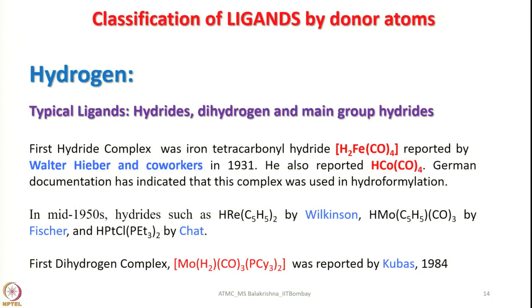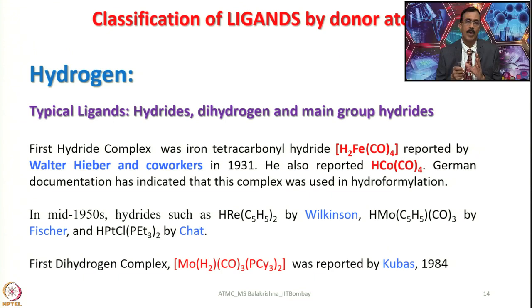So, now let us start the classification of ligands by donor atoms. To begin with, let us consider hydrogen, the simplest donor atom. Typical hydrogen donor ligands are hydrides, dihydrogen, and also several main group hydrides, for example BH4, AlH3, etc.